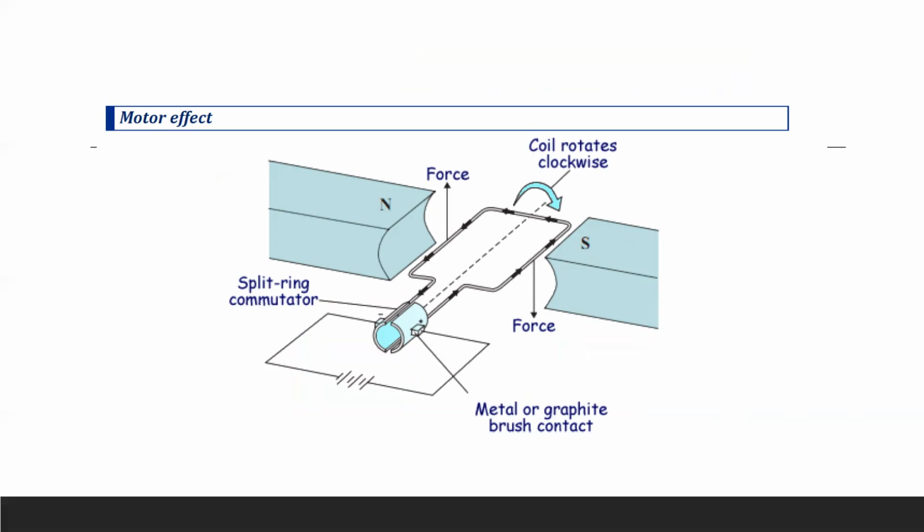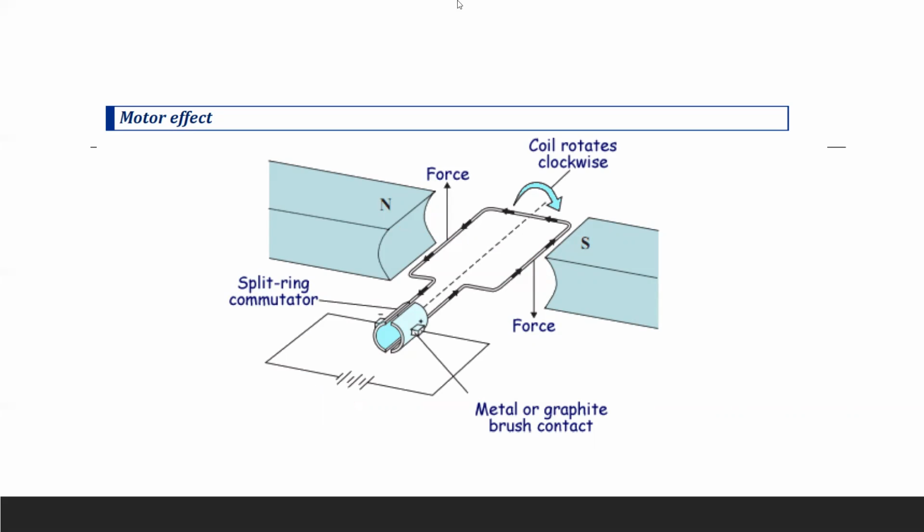Now the motor effect: basically, what happens when we pass a current through a rectangular wire which is placed in a magnetic field. There are two magnetic fields. One is the magnetic field of a permanent magnet, which is from north to south. The other is the magnetic field due to a current carrying conductor, which will be around the wire. Whenever two magnetic fields are there, they interact with each other and exert a force. Which direction will it experience the force?